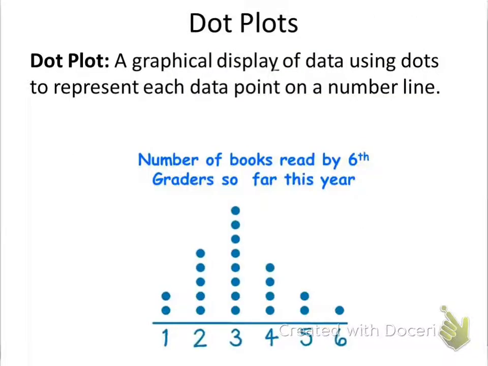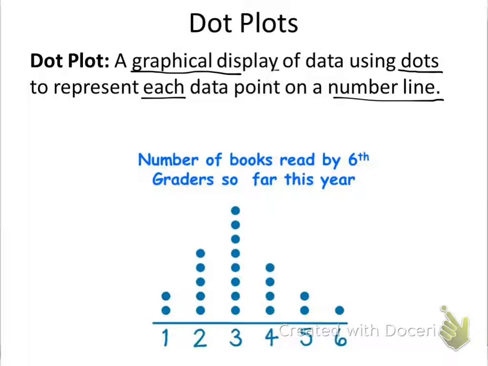Alright, dot plots are a different type of display. A dot plot is a graphical display of data using dots to represent each data point on a number line. Make sure you fill in that definition. So you've got a graphical display of data using dots to represent each data point on a number line.